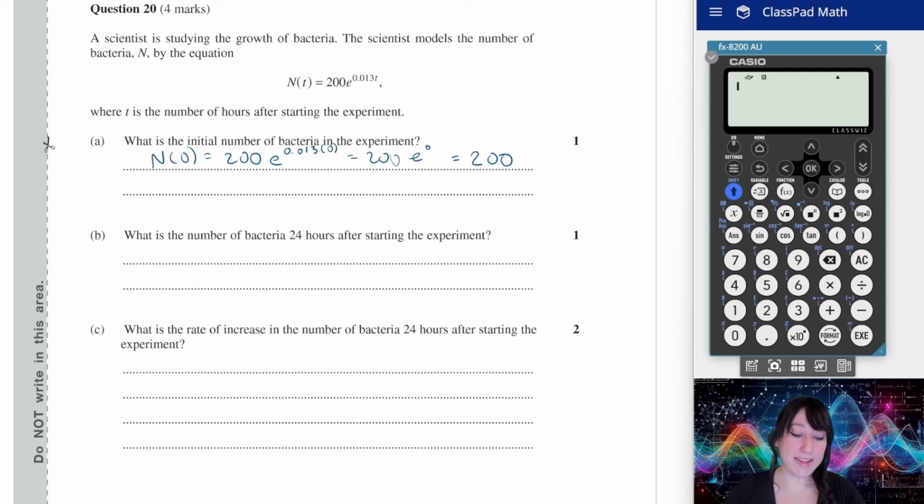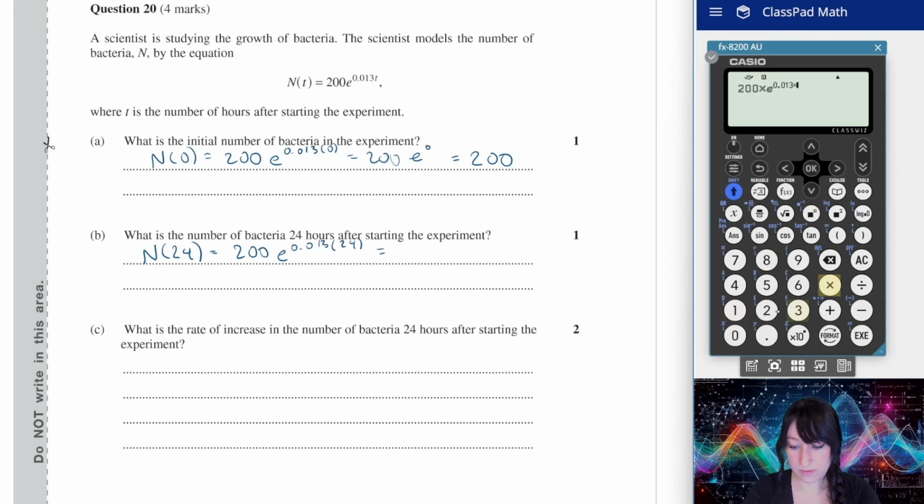Part B, what is the number of bacteria 24 hours after starting the experiment? So now we just want to make t 24. So we'll calculate that. And round to the nearest whole number, 273. Part C, what is the rate of increase in the number of bacteria 24 hours after starting the experiment?